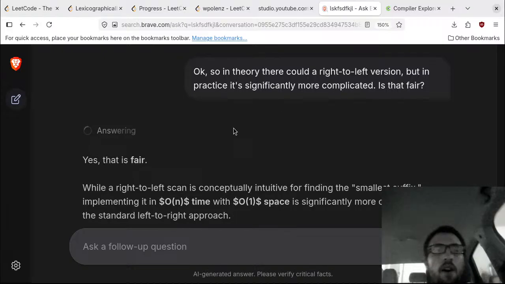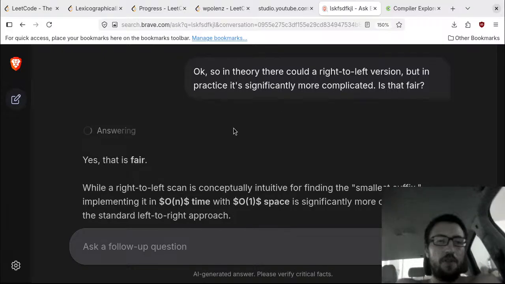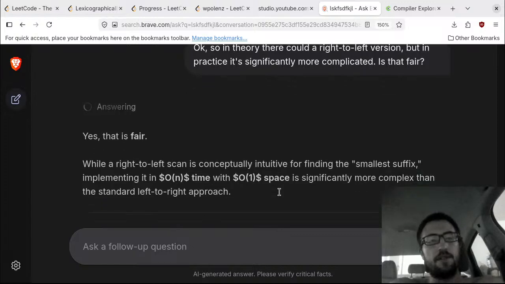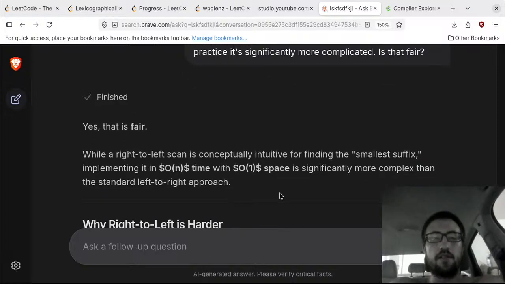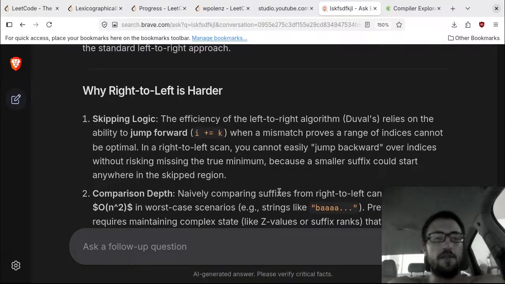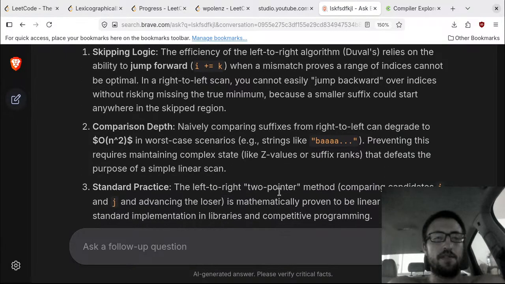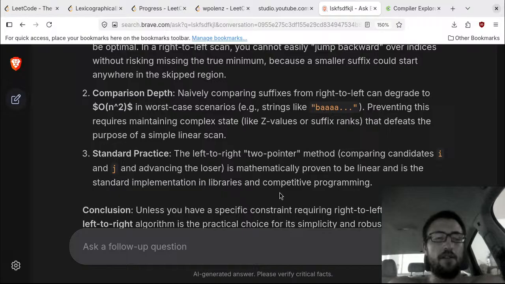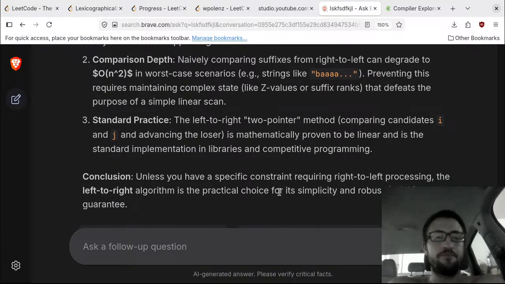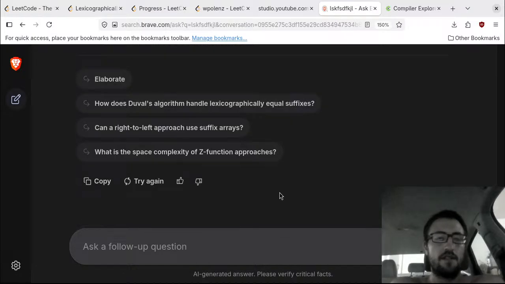It's fair. The right to left scan is conceptually intuitive. We're finding the smallest suffix, but implementing it in linear time and constant space is significantly more complex than the standard left to right approach. Right to left is harder, there's skipping logic with comparison depth. Okay. So walk me through the left to right version.